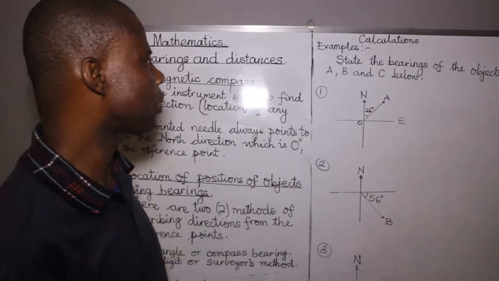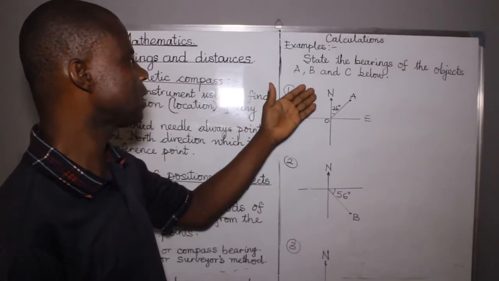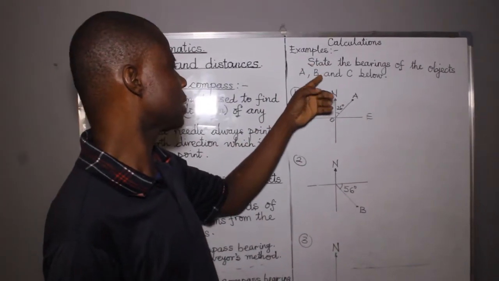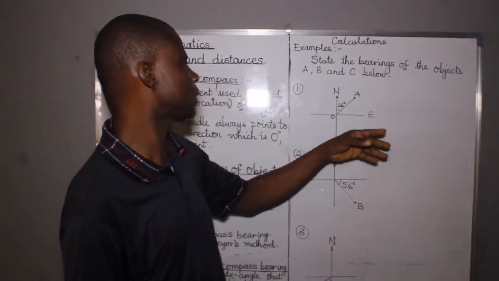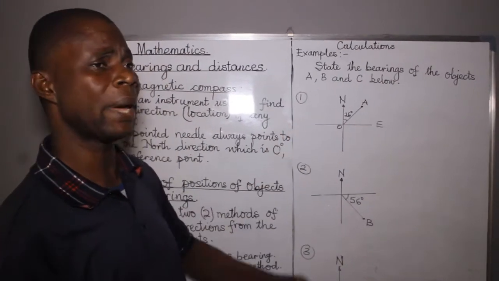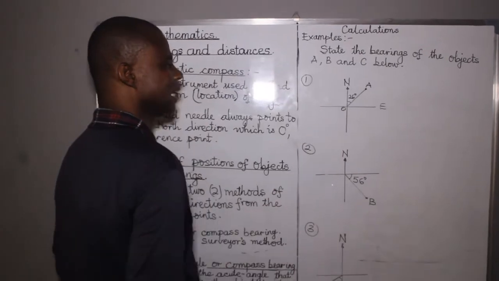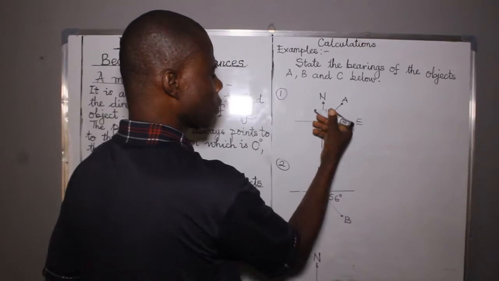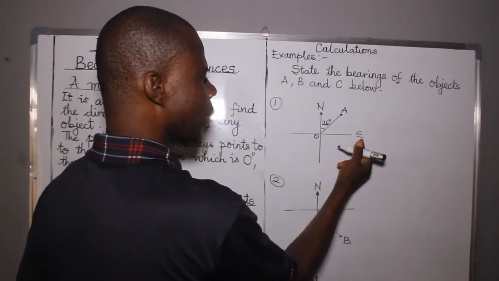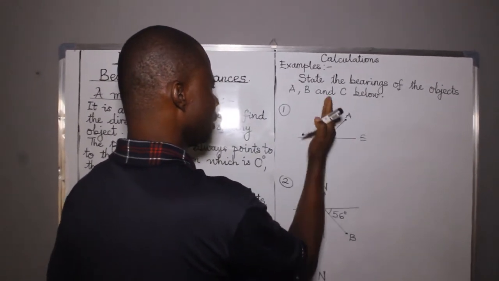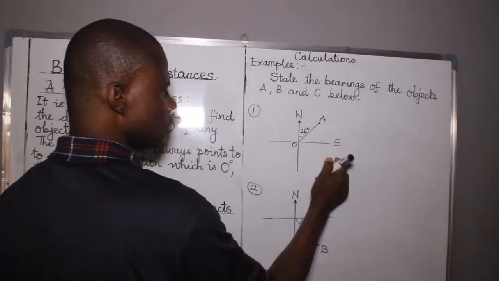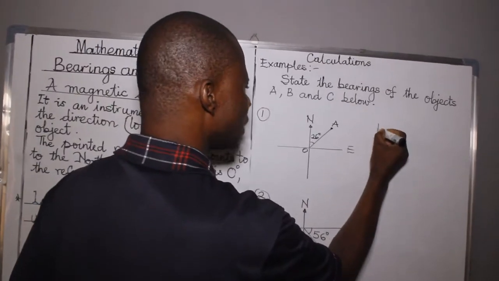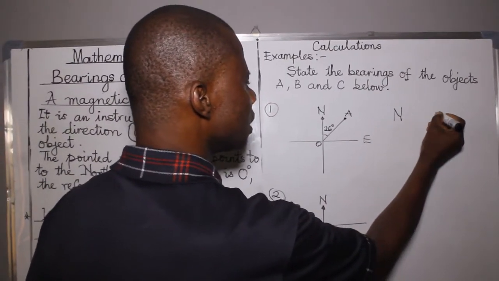So in this first example, to read the bearing, the question says state the bearing of the objects A, B, and C. So we start from A, which is number 1. And number 1 is asking us to get the bearing out from this diagram. So we have here north, here we have east. That is north, far right, east. So the point A falls in the first quadrant, which is northeast. So we just write north, east.